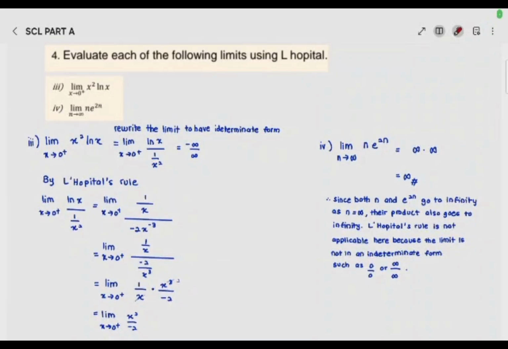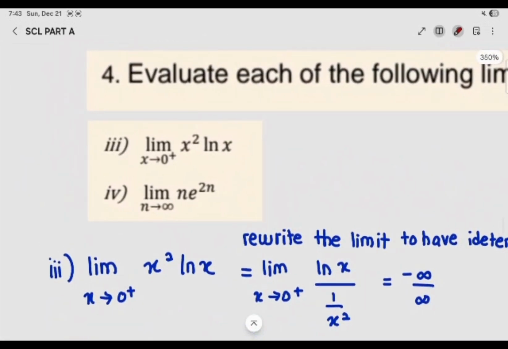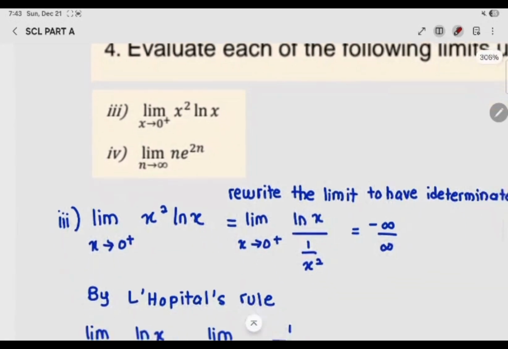In this video, I will explain how to evaluate limits using L'Hopital's rule. I will explain every step clearly, including how the limit behaves as the variable approaches a certain value. For question Roman 3, we are asked to find the limit as x approaches 0 from the positive side of x squared times ln x.